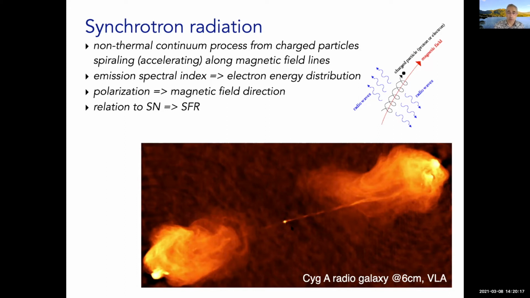So down here, we have a nice image at 6 centimeters of the VLA, Cygnus A, a very famous radio galaxy. There's a bright source at the center. This is the AGN, and it's shooting out jets in both directions that produce these huge radio lobes on the sky. Now, this synchrotron radiation is very strong at meters and more.